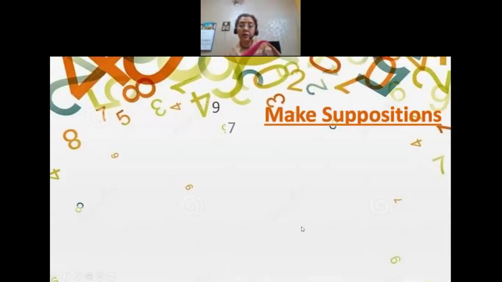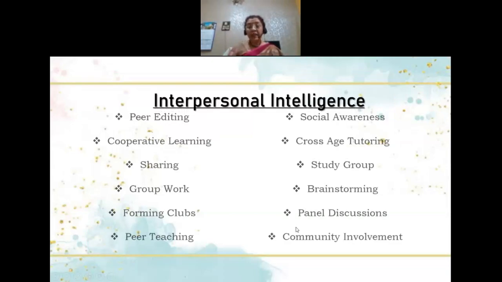Now, let me leave this. There are different intelligences which are to be assessed. How? There are musical intelligence, interpersonal intelligence, intrapersonal intelligence. For interpersonal intelligence, you can go for peer editing, cross-age tutoring, group work, peer teaching, panel discussion, brainstorming, study group, sharing the knowledge. So many methodologies or strategies are there through which you can assess or cater to the students who have got interpersonal intelligence.